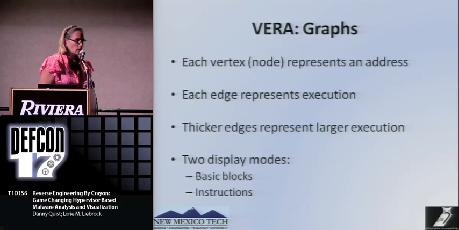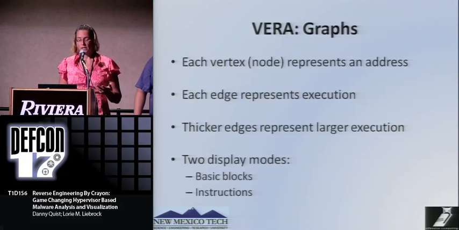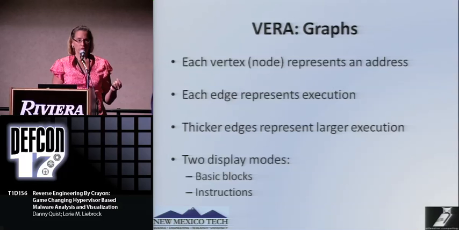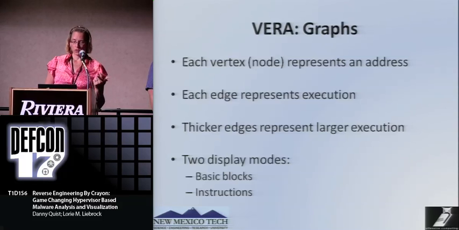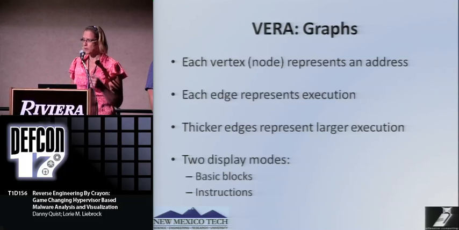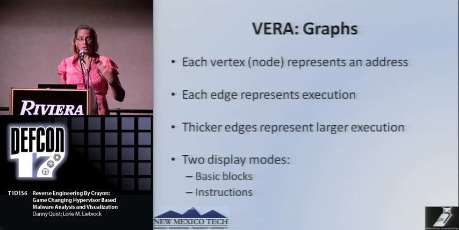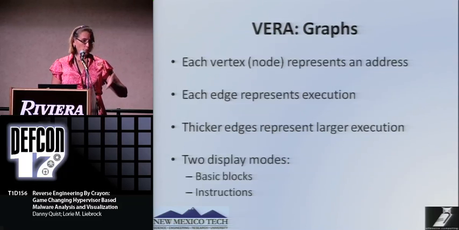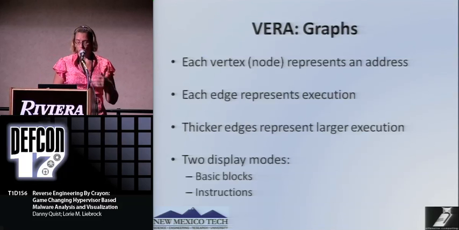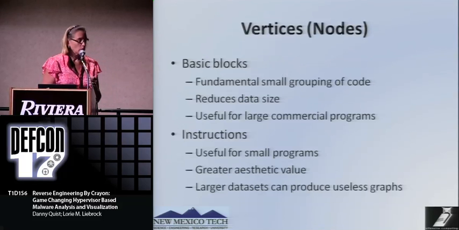So the vertices here actually represent addresses. It could be the address of a specific instruction, or it could be, as you see at the bottom, the address of the beginning instruction in a basic block, either one of the two. And the edges represent an execution on a path. So you're going from one instruction to the next. What path did you take? That's an execution. The more times a transition happens, the heavier the weight on the edge. So that gives you an idea of where you're spending your time in the execution.